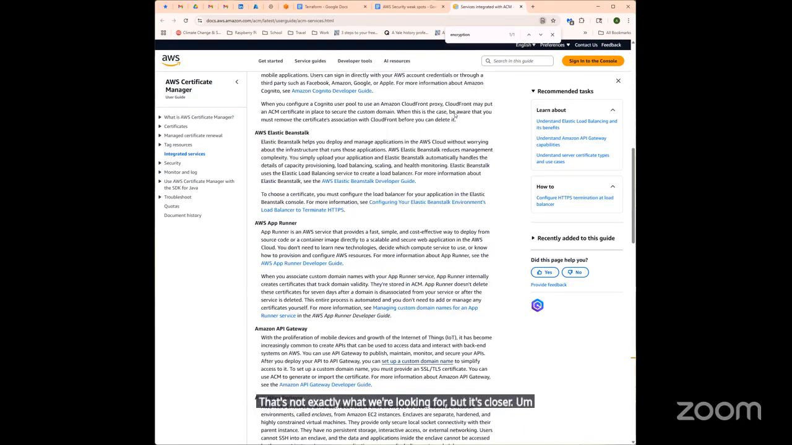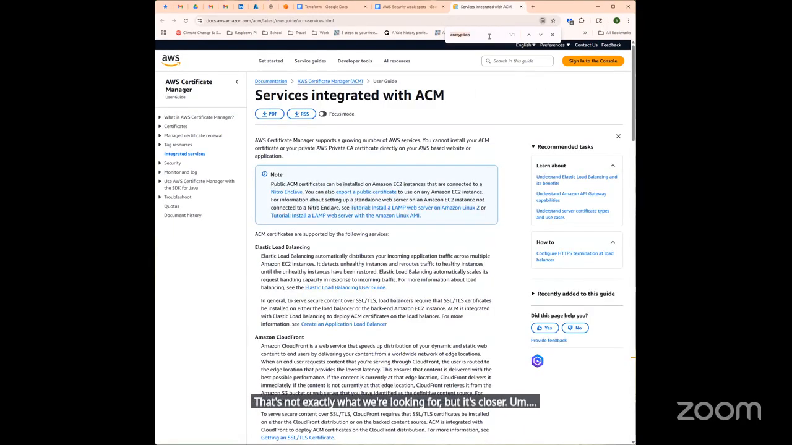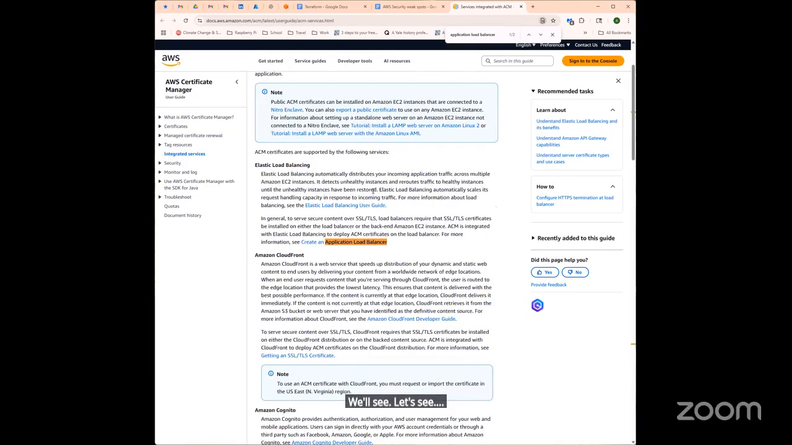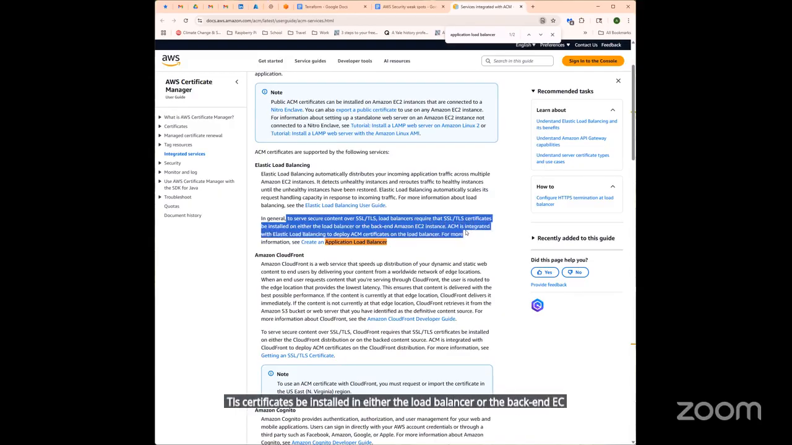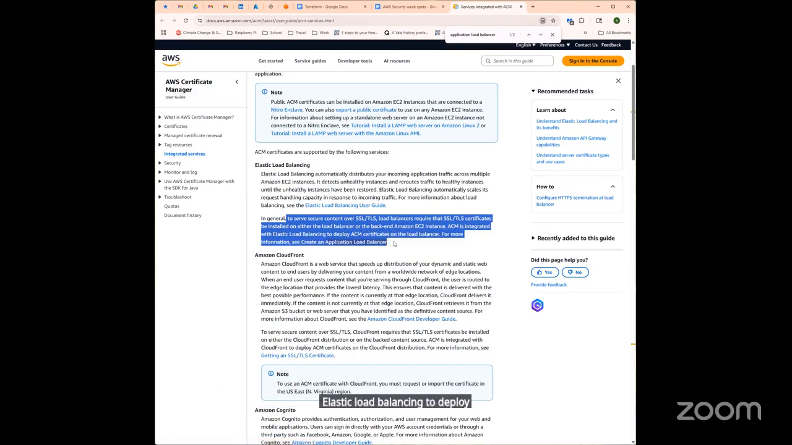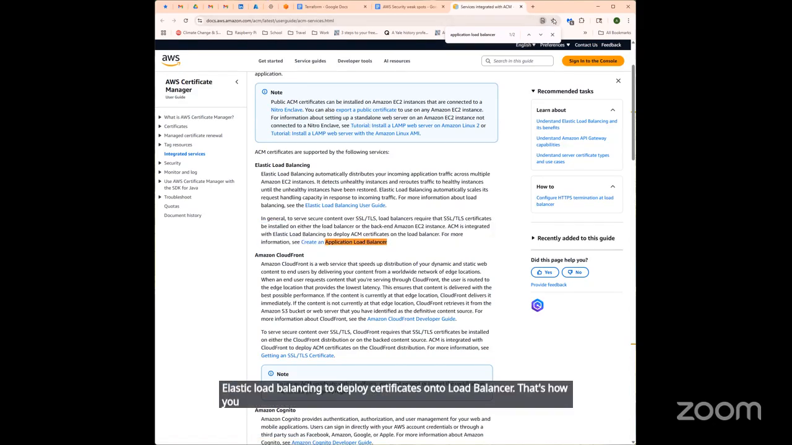Let's see. Application load balancer. Okay, so let's see. In general, to serve secure content over SSL TLS, load balancers require that SSL TLS certificates be installed in either the load balancer or the backend EC2. ACM is integrated with Elastic Load Balancing to deploy certificates on the load balancer. That's how you cover that.